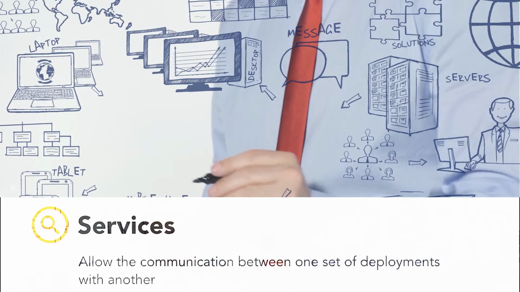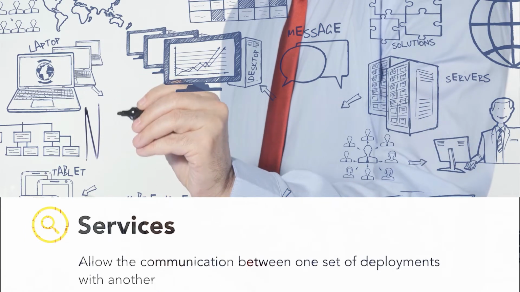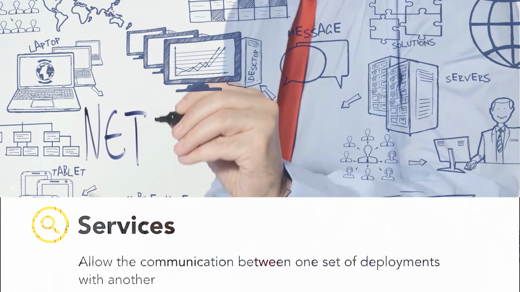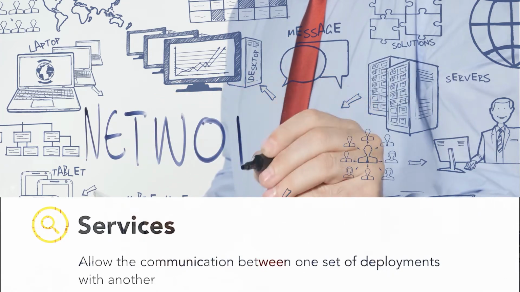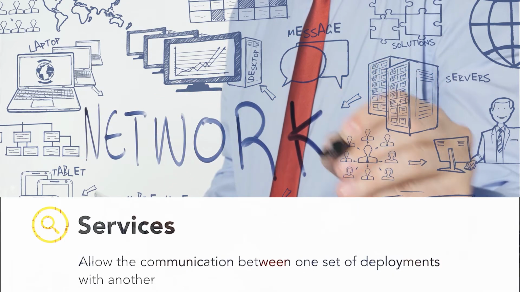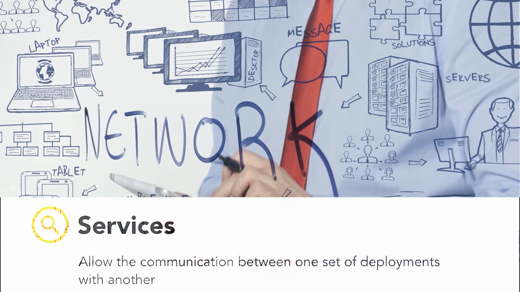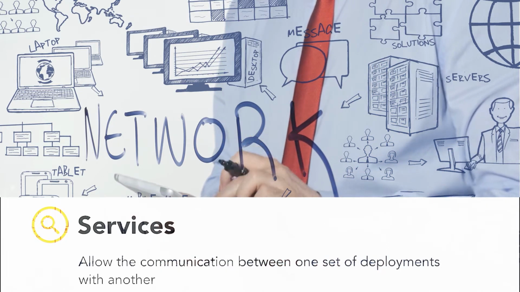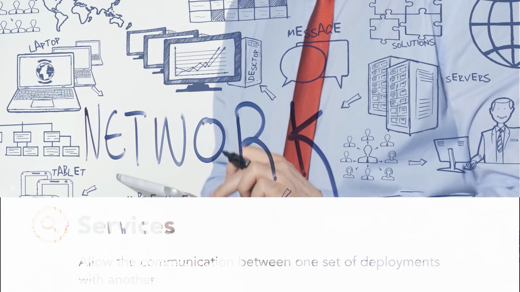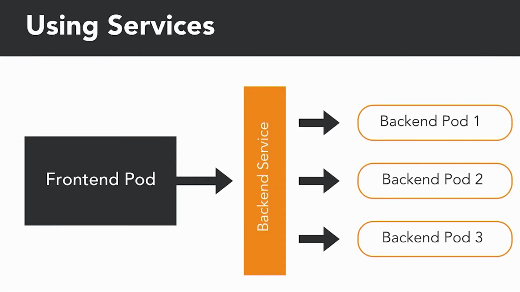A service provides network connectivity to one or more pods in your cluster. When you create a service, it's assigned a unique IP address that never changes through the lifetime of the service. Pods are then configured to talk to the service and can rely on the service IP on any request that might be sent to the pod.